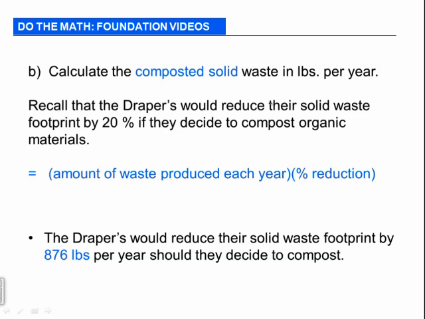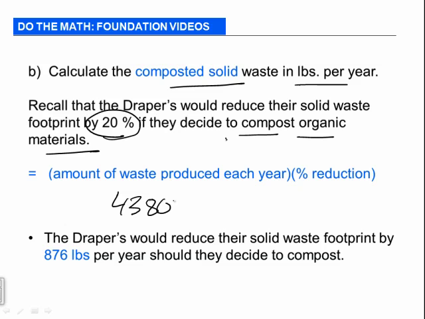Now, question B. They want to calculate the composted solid waste in pounds per year. So recall that they want to reduce it by 20% by composting their organic materials. And so you're going to take the amount of waste that they produced per year, which is 4,380 pounds, the answer from the previous screen, and you're going to multiply that by the percent reduction.